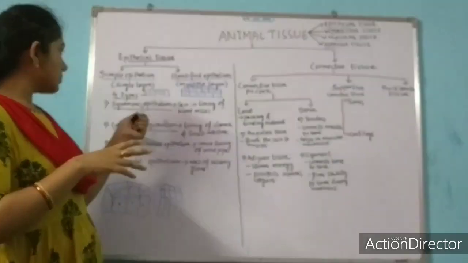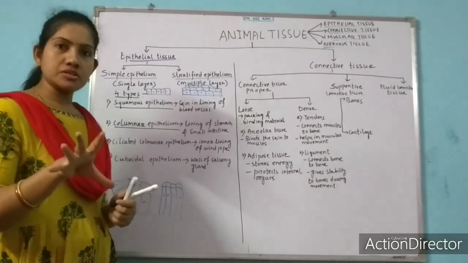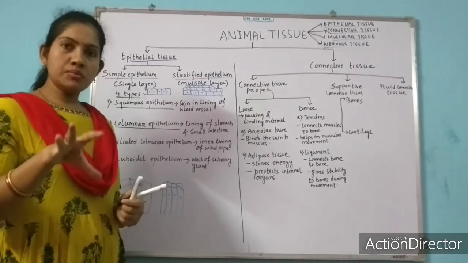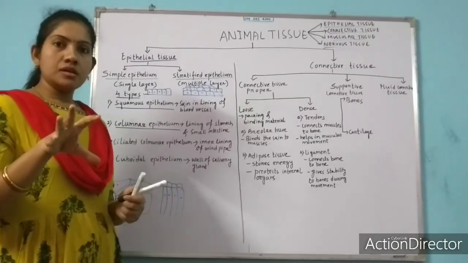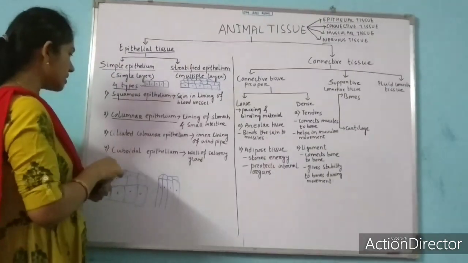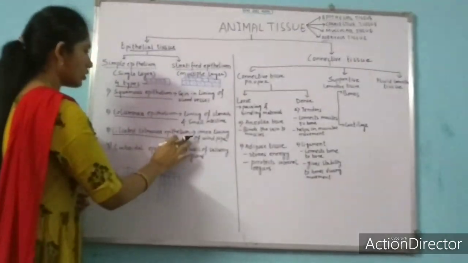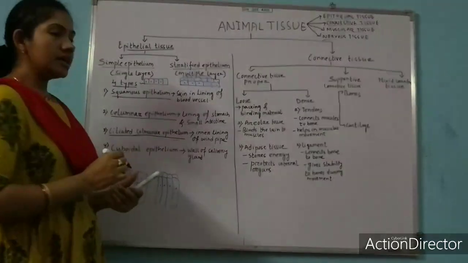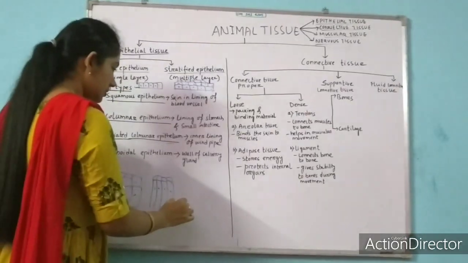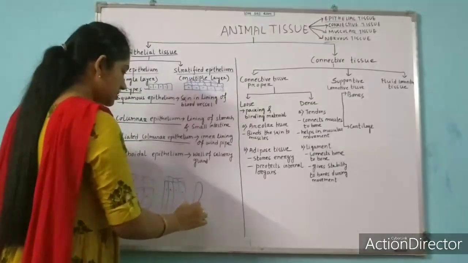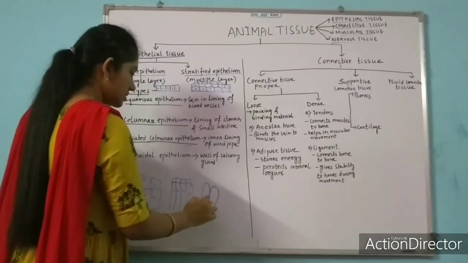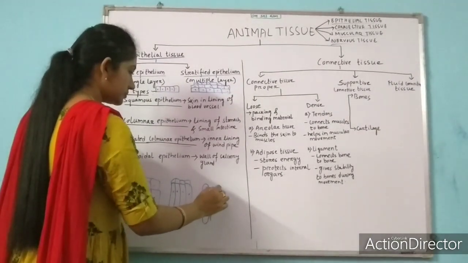What is the function of squamous epithelium? Protection. What is the function of columnar epithelium? It performs the function of absorption and secretion. Next, come to ciliated epithelium, ciliated columnar epithelium. Ciliated columnar epithelium is also like this, but with some variation in shape. These are ciliated columnar epithelium.